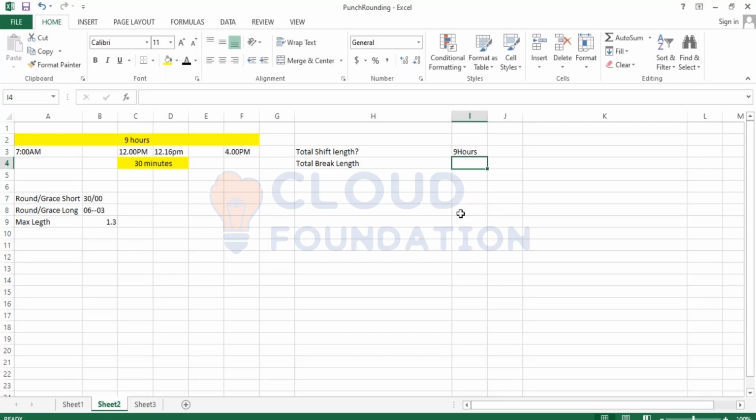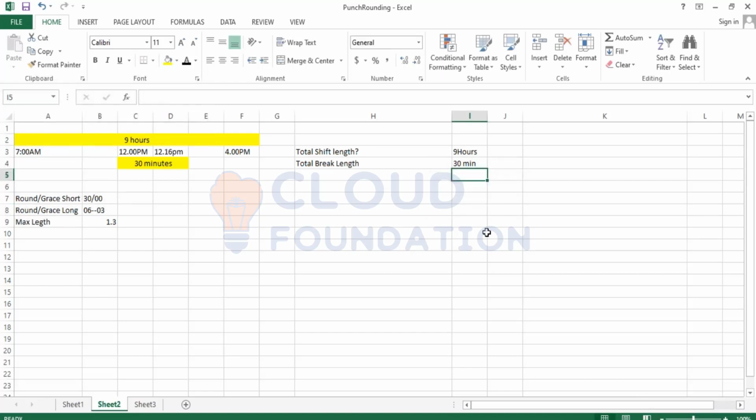So what is the total break length? Here, if you see the time card, it's going to say that it's only 16 minutes, but this is shorter than the normal. So it's going to apply this rounding. This means that the 16-minute meal will be rounded up to 30 minutes. So 30 and 0, right? My round is 30, my grace is 0. So it's going to go forward, so it's going to go to 12:30. So my total break is going to be 30 minutes after calculation.